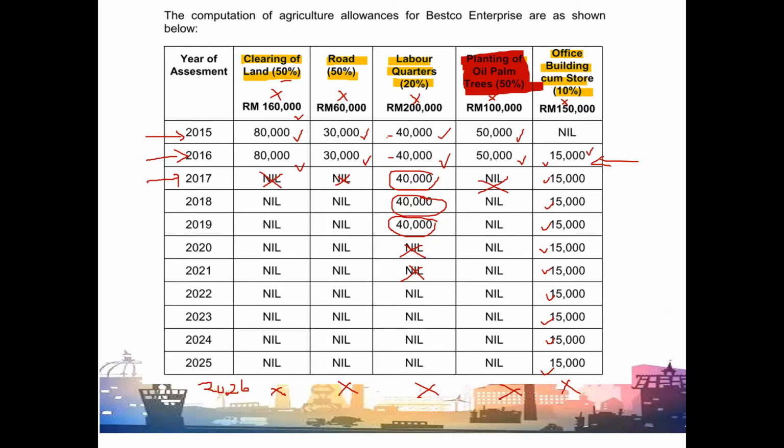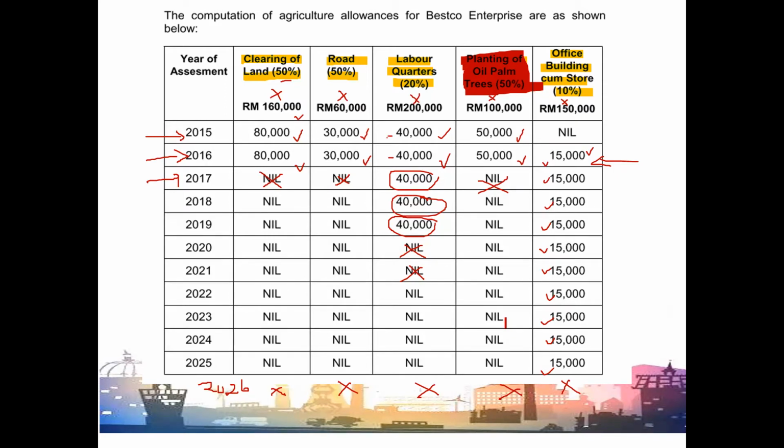If the company, if the BESCO enterprise do the replanting, replanting means from old rubber tree to new rubber tree. So they cannot claim for this part, because you only can claim agriculture allowance for planting expenditure, not replanting.